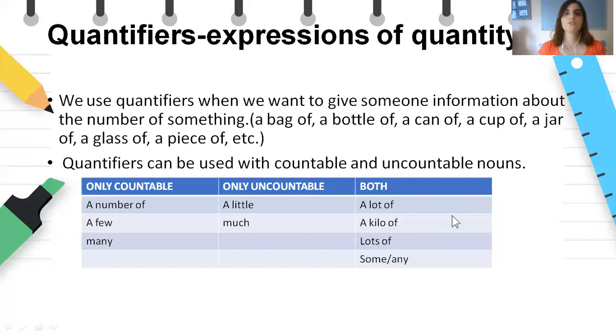So in order to practice this grammar part of the English language, try to use these countable and uncountable nouns in different sentences. Write sentences on your own using both the countable and uncountable nouns together with a suitable quantifier.